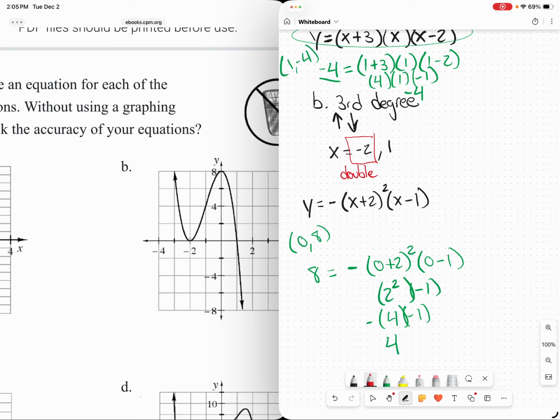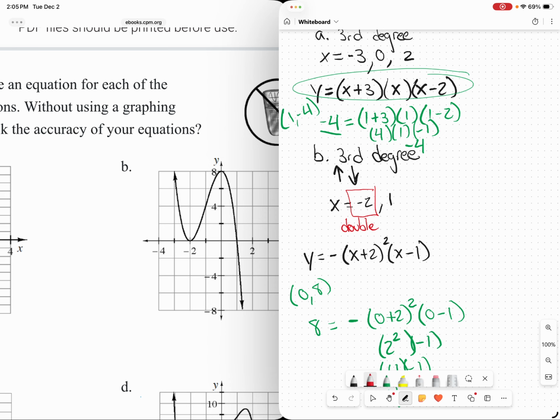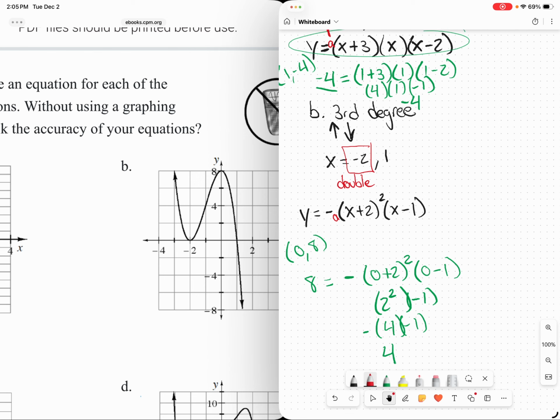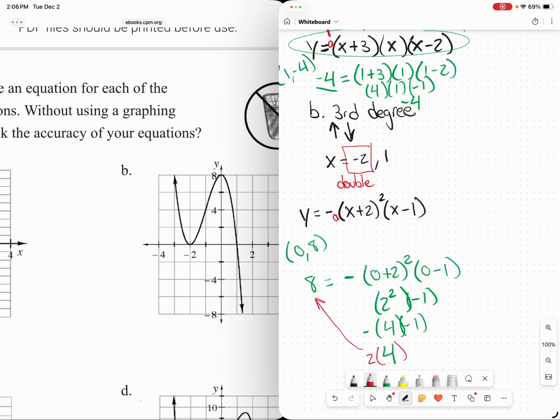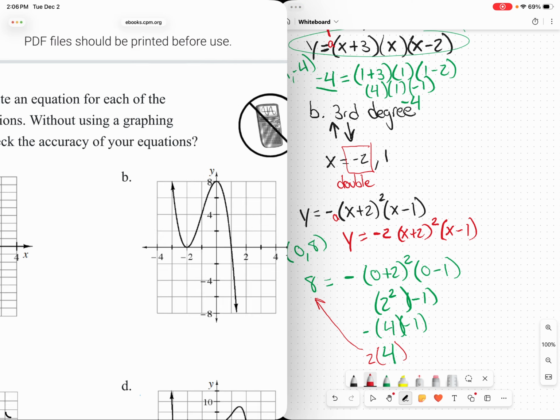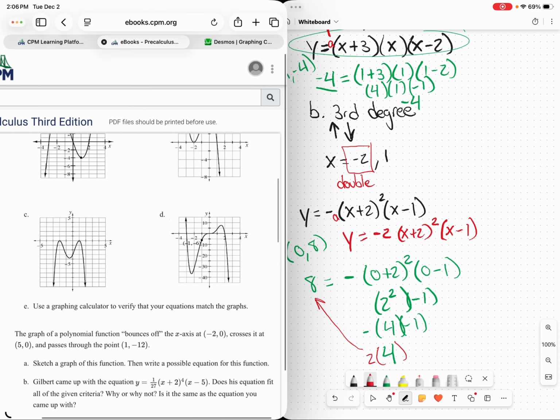So on every one of these equations, there's an a value in the front. So there's an a that goes in front. This one just happened to be 1, so it worked. It's understood 1. Right? This one, in our case, needs to be 2. So 2 times 4 gets us 8. So if we write this equation, it ought to be y equals -2 times x plus 2 squared and x minus 1. So that we're getting the exact values of those equations.